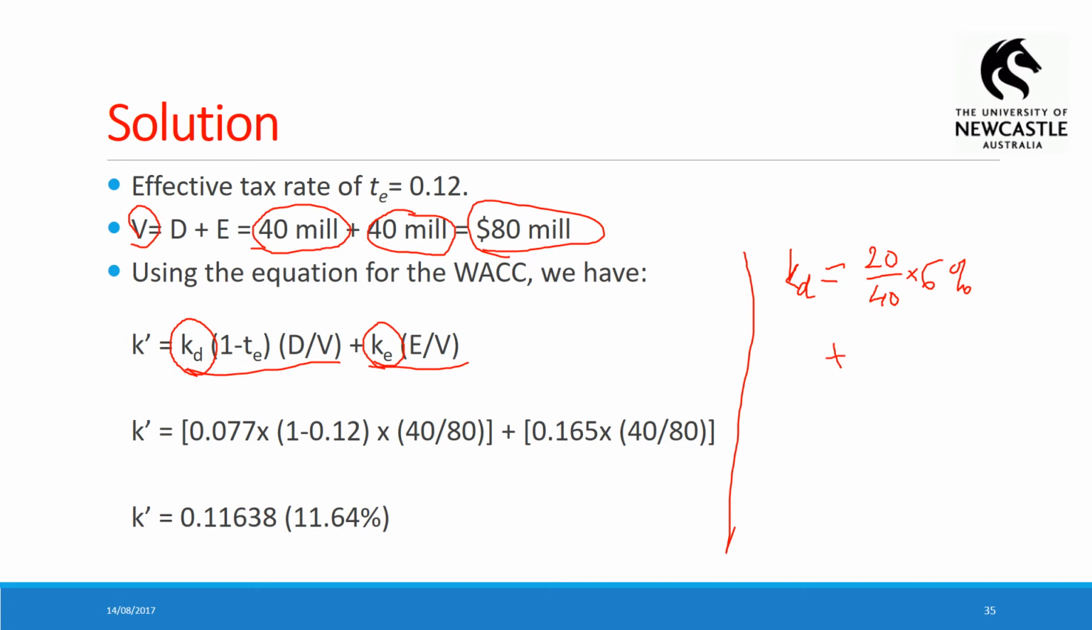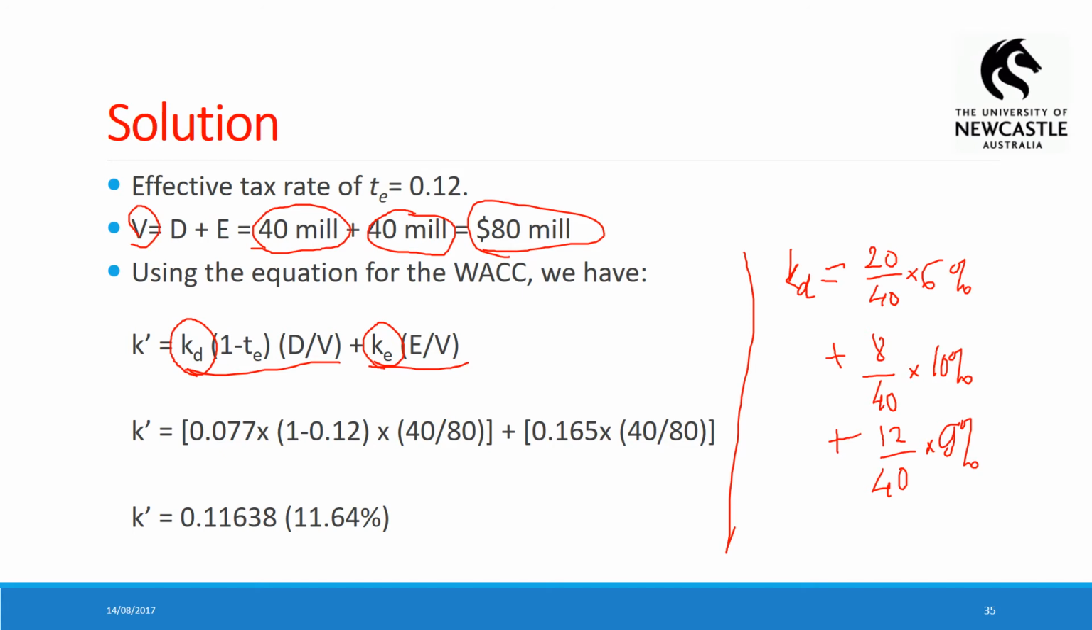We also have the overdraft, which is worth 8 million. So this is the weight of the overdraft. The cost of the overdraft is 10%. So this is the weighted cost of the overdraft. We have bonds, so 12 million in bonds. Therefore, this is the weighted cost of bonds, right?